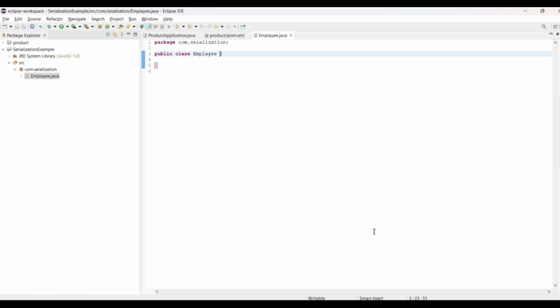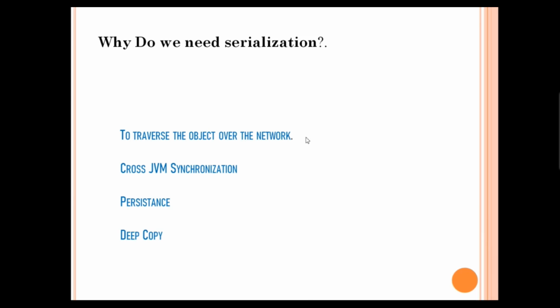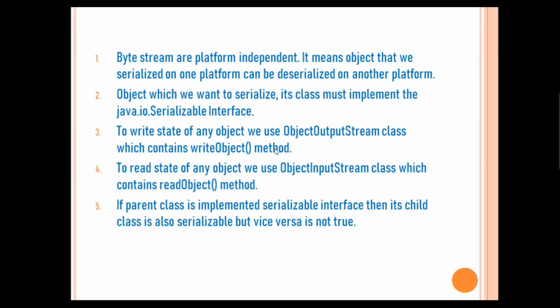Before proceeding, let's focus on some important points on serialization. Let me quickly go through all the points. First one is byte streams are platform independent. As I said earlier, byte streams are platform independent. It means an object that we serialize on one platform can be deserialized on another platform. Second one is that the class of the object which we want to serialize must implement the Serializable interface. So let's understand what this second point is saying.